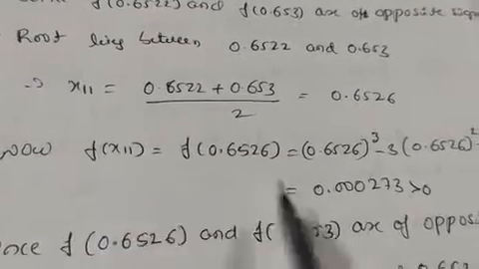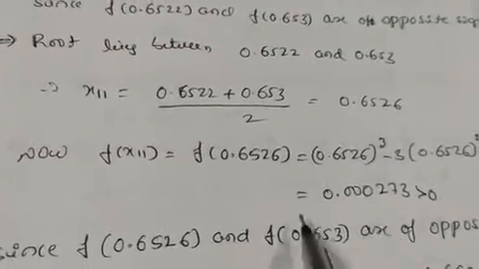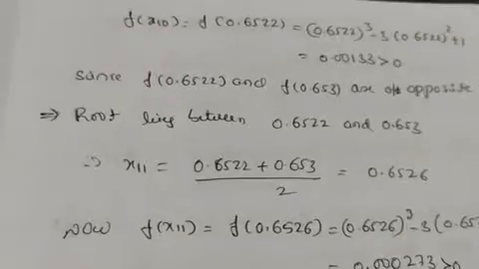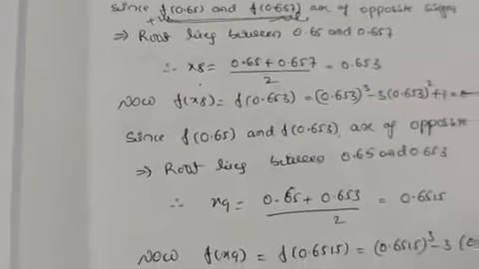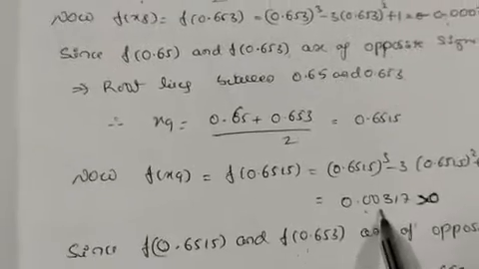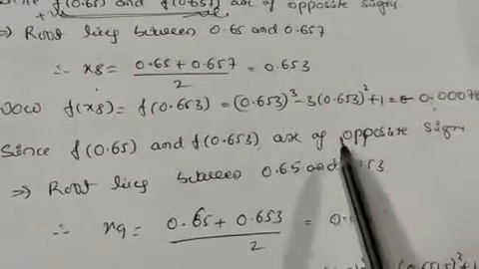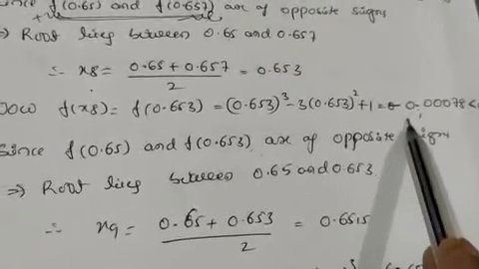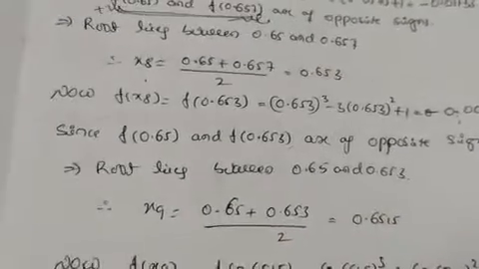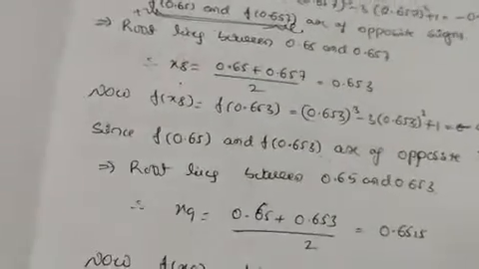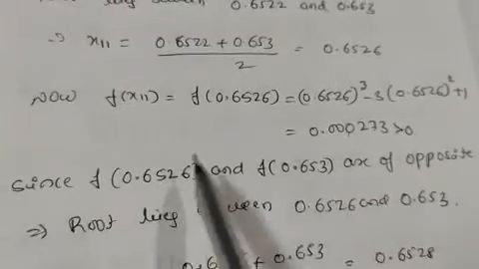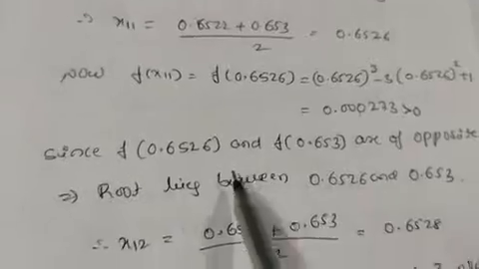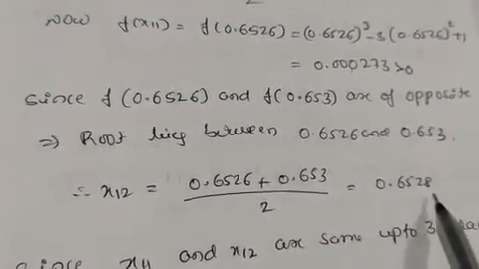Now f of x11 is positive, and f of x10 is also positive, and f of x9 is also positive, but f of x8 is negative. So the root lies between x8 and x11. x8 is 0.653 and x11 is 0.6526. Divide this interval, and you will get 0.6528.